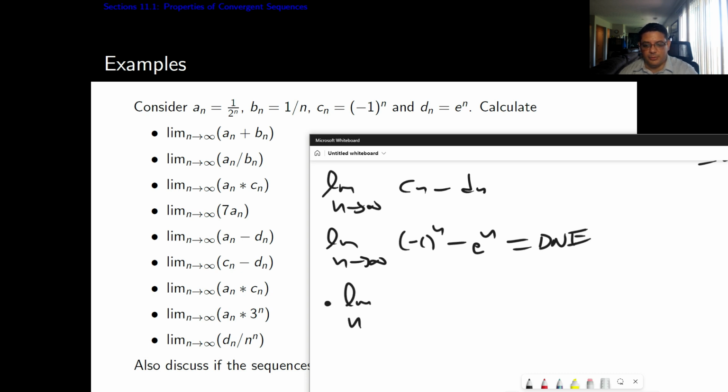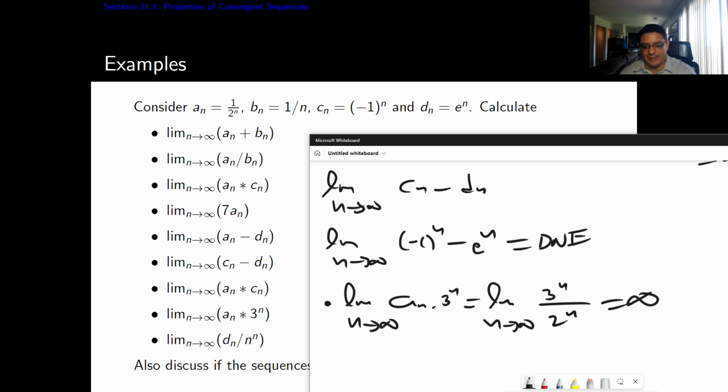Now, for the product between a_n and c_n, I think I did this one before, so I'm not going to do it again. Instead, let me go with a_n times 3 to the n. That is really the limit as n goes to infinity of 3 to the n over 2 to the n. We actually saw that one in the previous video. We saw that this was infinity, so this new sequence will be divergent.